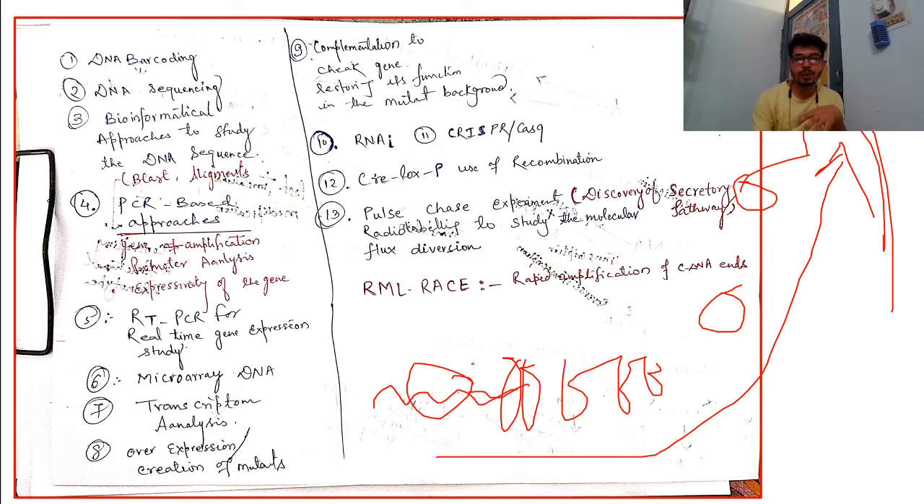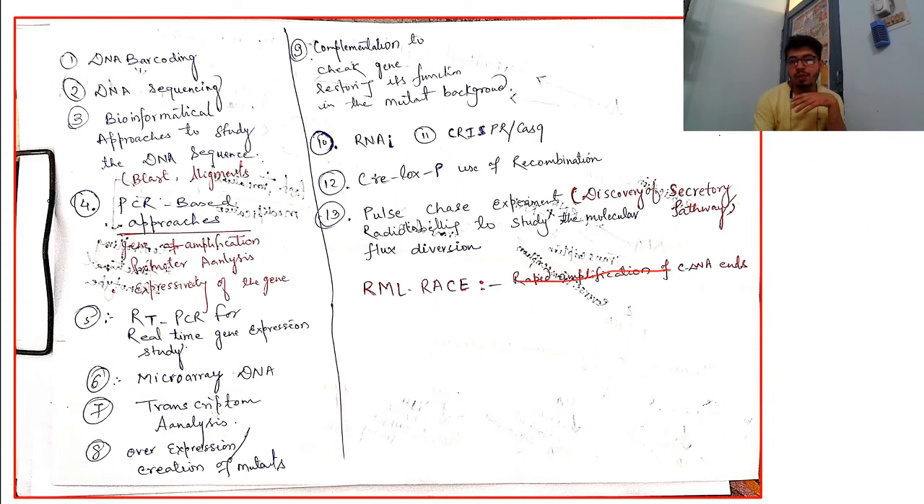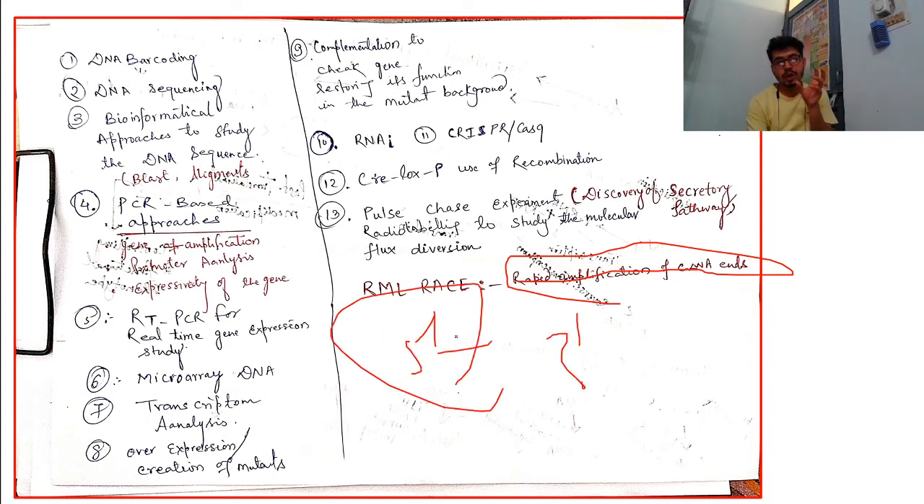Now the last experiment which I want to discuss in this slide is called RACE. RACE is defined as rapid amplification of cDNA ends. If you want to know the ends of a particular cDNA, the 5' end or 3' end, you can do 5' RACE or 3' RACE. This is again a very important topic of discussion, and all these techniques are really important for you guys. These are all techniques we are using in our lab.